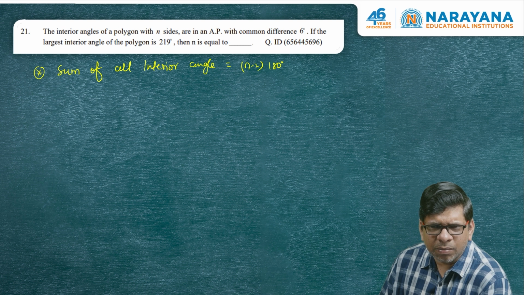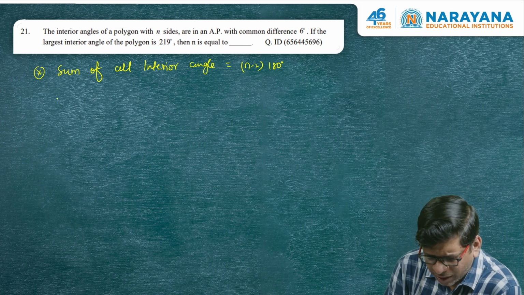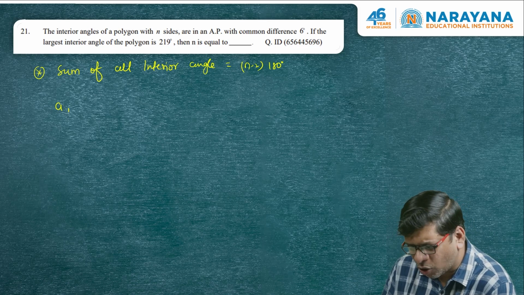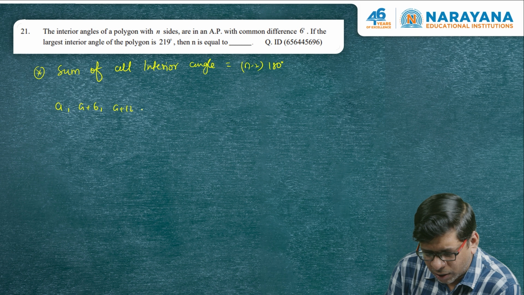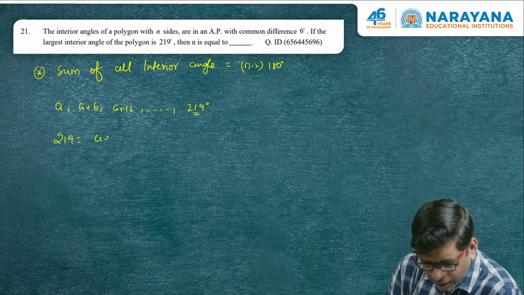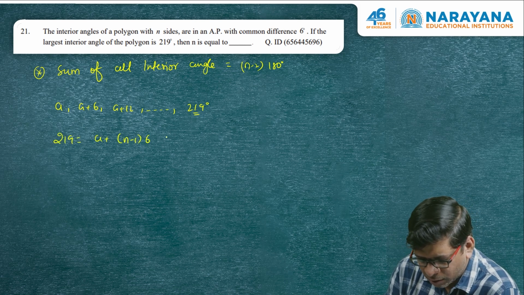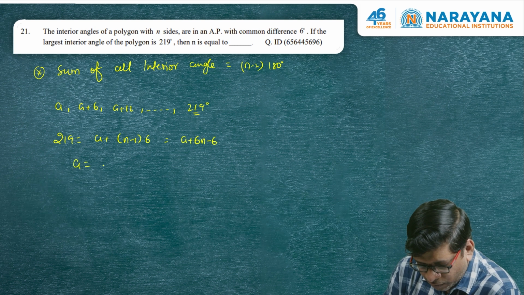So they are saying the largest interior angle is 219, and angles are in AP. So we can say if the first angle is A, common difference is mentioned as 6 degree. So second term is A plus 6, third angle is A plus 12, and so on. The last will be 219 degree. So this will be the last term. So 219 equals A plus n minus 1 times D, which is A plus 6n minus 6. So we will get the value of A, 225 minus 6n. So one relation of A and n we get from this.